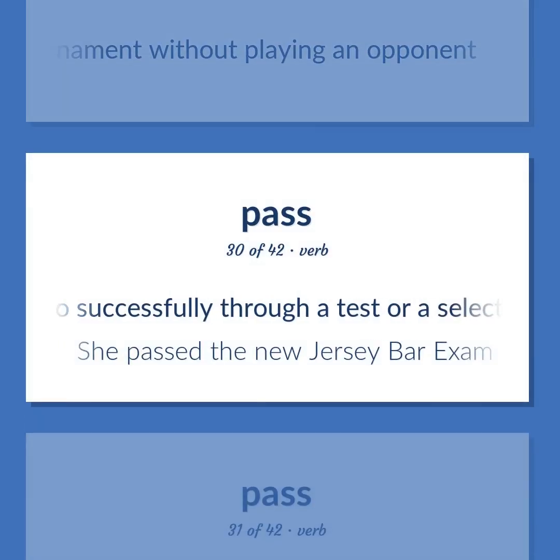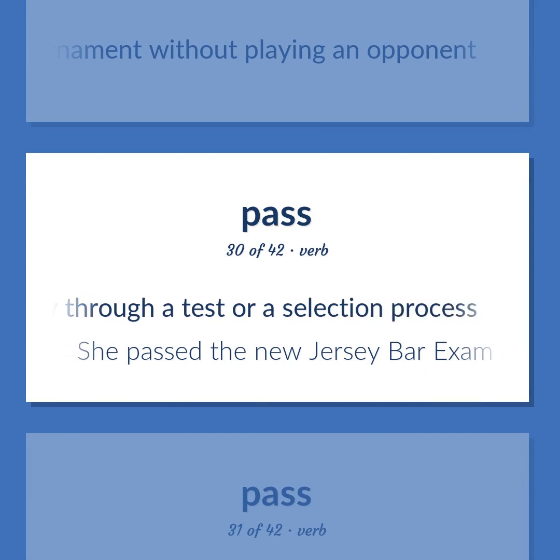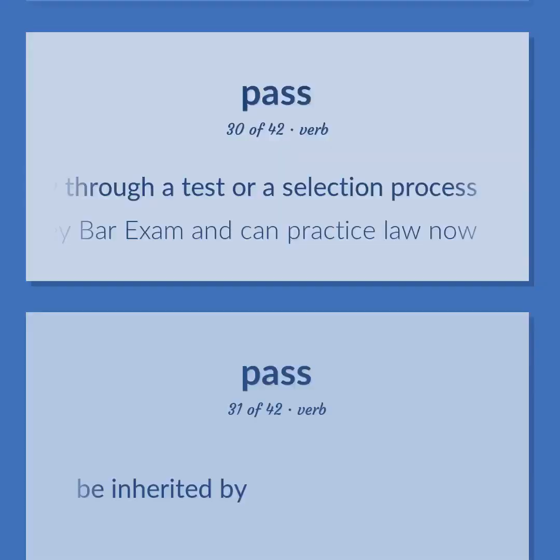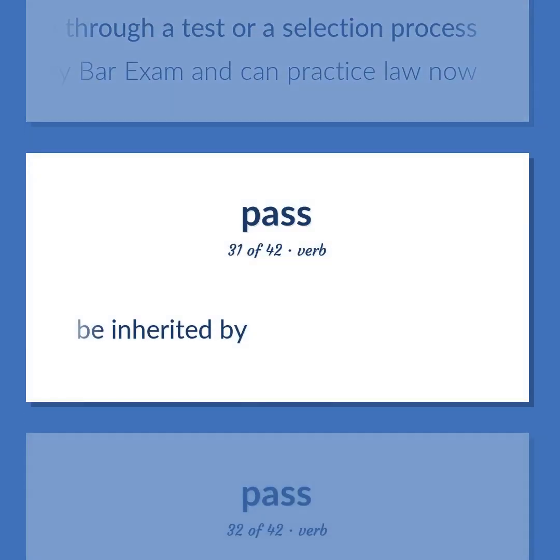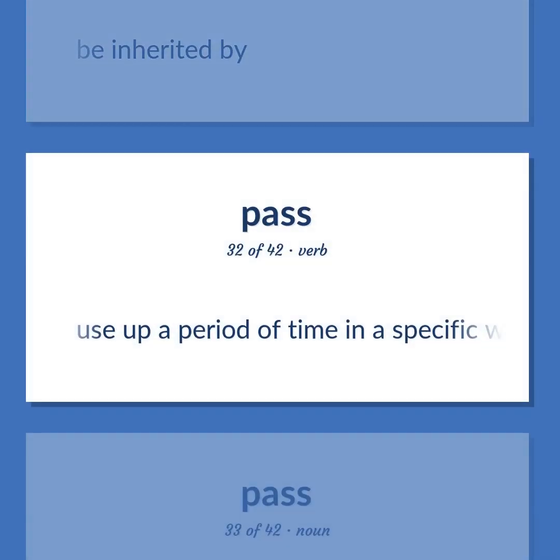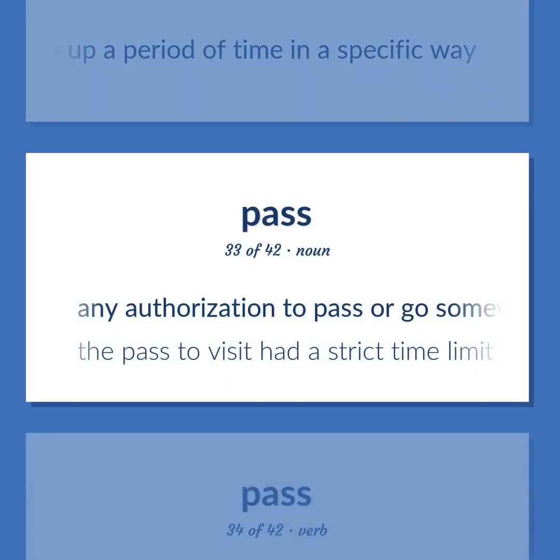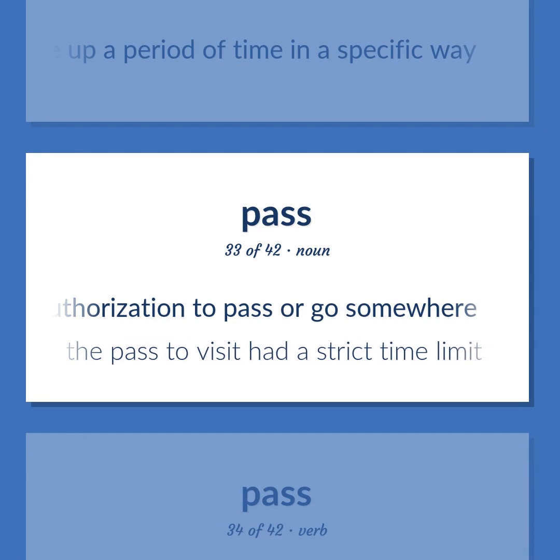Go successfully through a test or a selection process. She passed the New Jersey bar exam and can practice law now. Be inherited by. Use up a period of time in a specific way. Any authorization to pass or go somewhere. The pass to visit had a strict time limit.